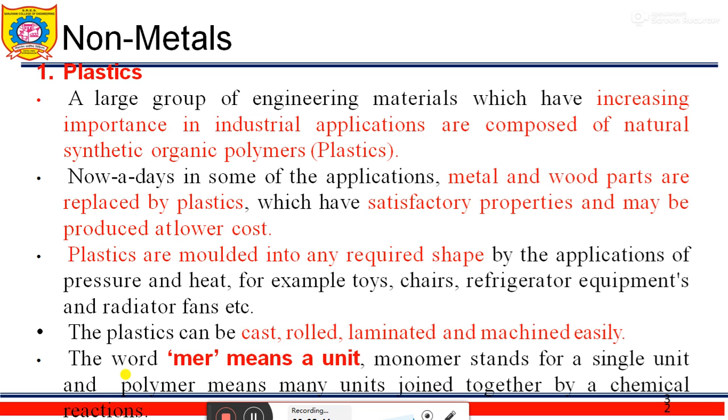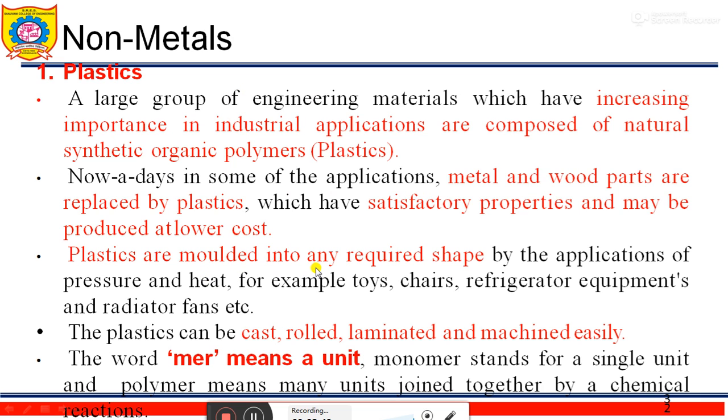Plastic is one example of a non-metal. A large group of engineering materials which have increasing importance in industry are composed of natural or synthetic organic polymers. That is plastic. Nowadays, in some applications, metal and wood parts are replaced by plastics. In most applications, plastic is replacing metal and wood, which have satisfactory properties and may be produced at lower cost. So we can produce any part at a lower cost as compared to metal and wood, which is why plastics are used most of the time.